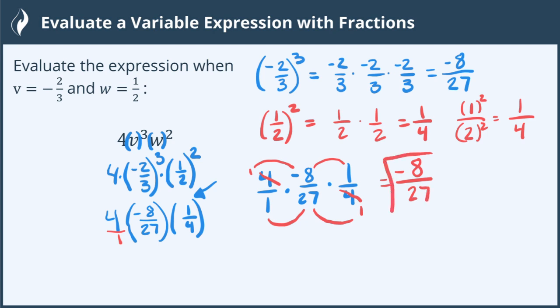And because I simplified beforehand, this ending fraction is already in its simplest form. It is good to double check that just in case you missed something that could have been simplified beforehand. And 8 and 27 don't have anything that will go in, so that is the simplest form for our answer, and it is negative 8 over 27.